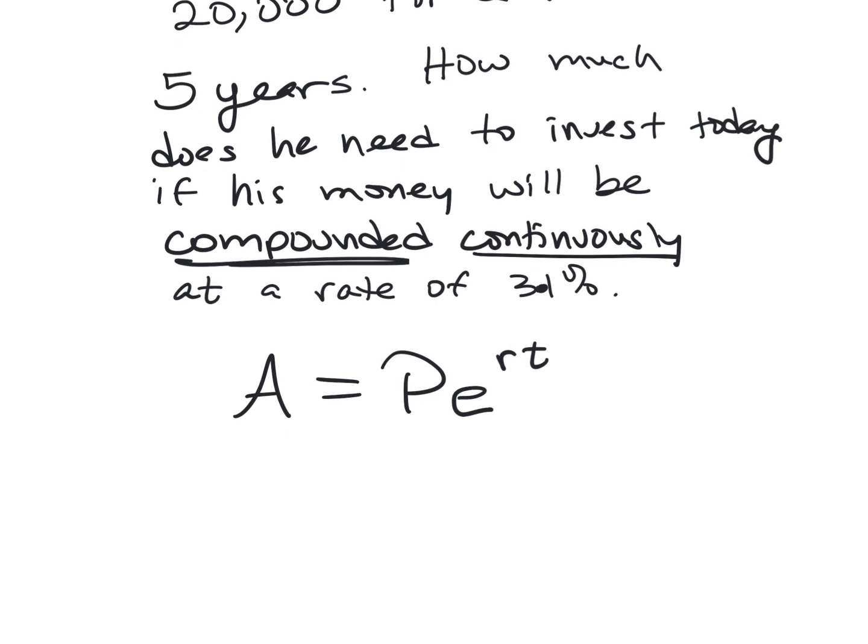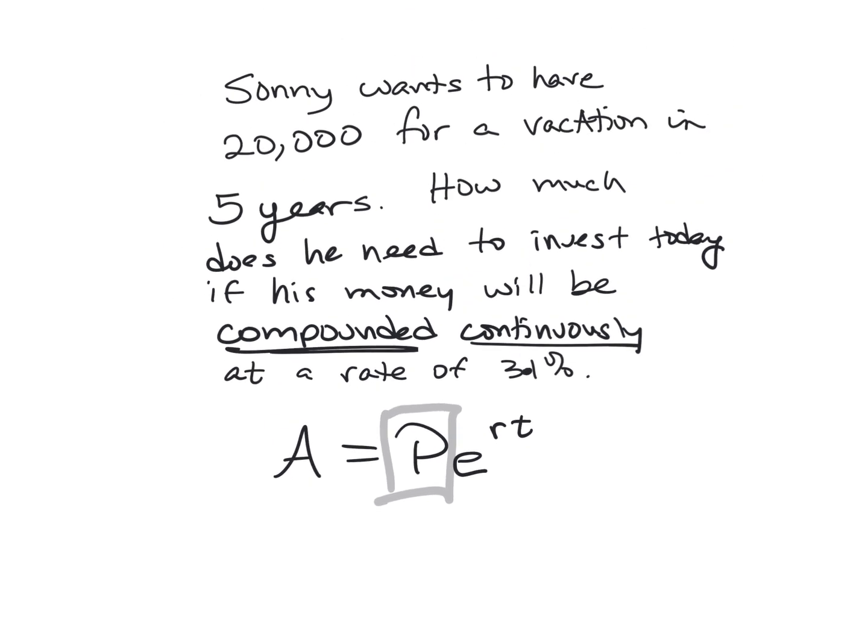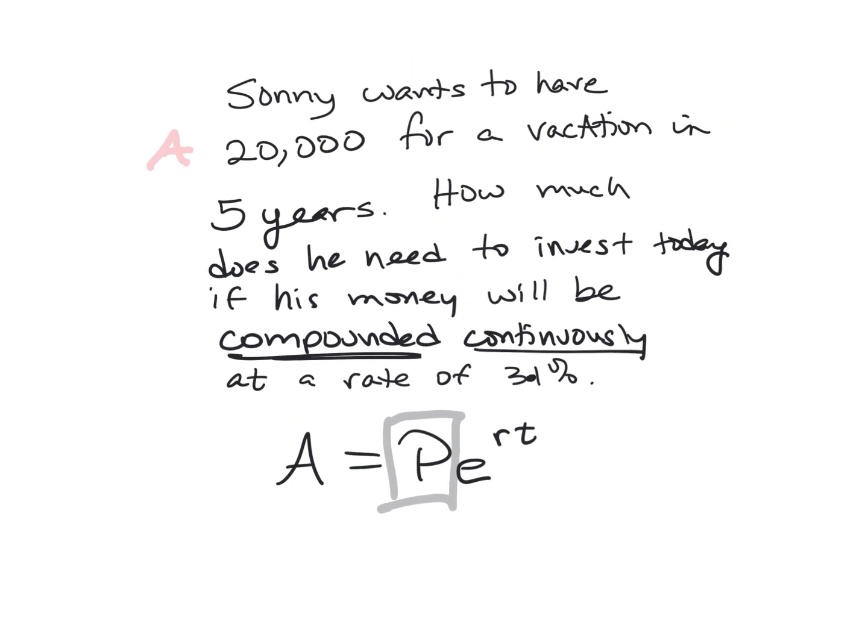So we're looking for the amount that he needs to invest, the P, because the 20,000 is going to be the future value. So up here, this is my A value. This is going to be my time. And this is going to be my rate.